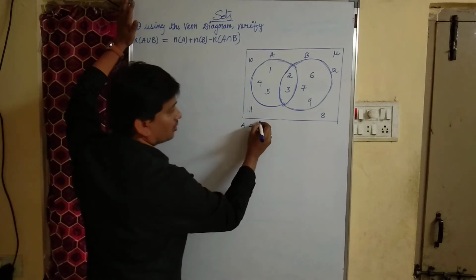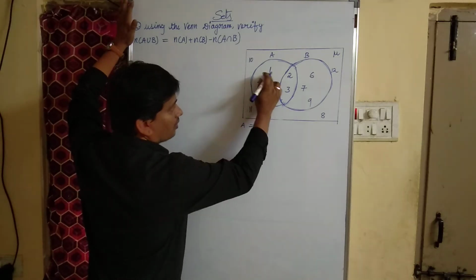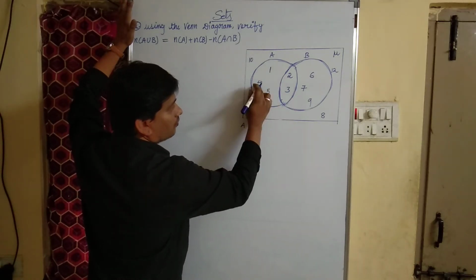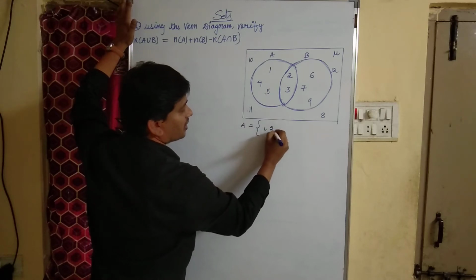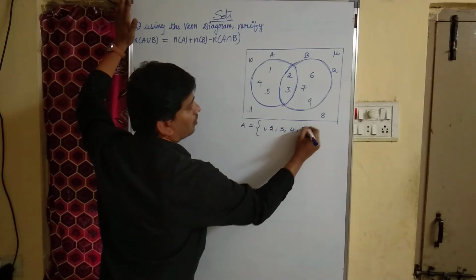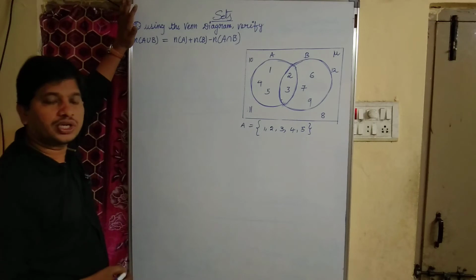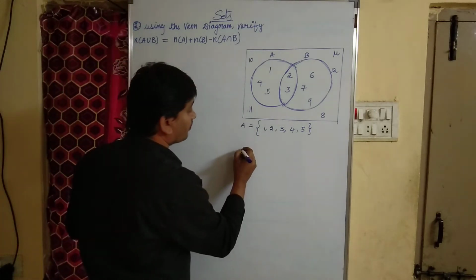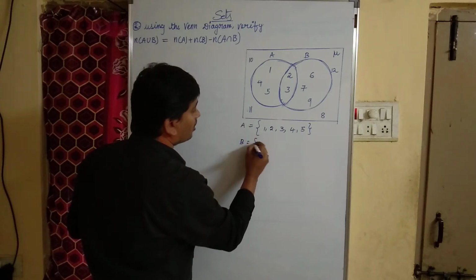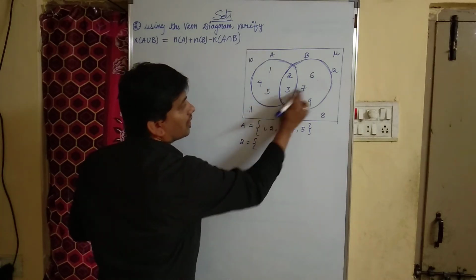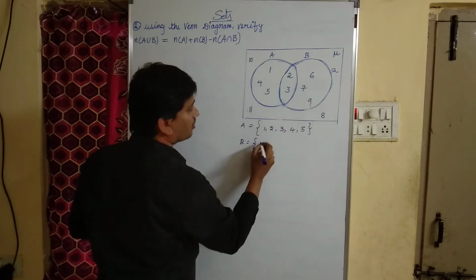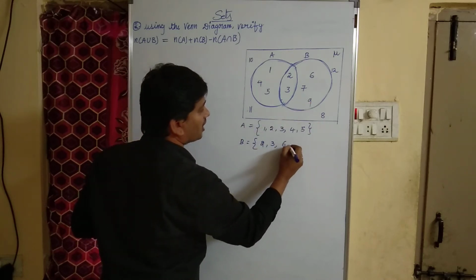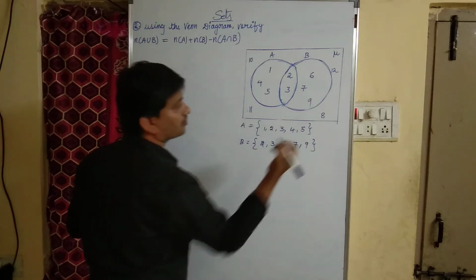What are the elements present in set A? They are 1, 2, 3, 4, 5. Elements in set A are 1, 2, 3, 4, 5. And what about elements in set B? Elements in set B are 2, 3, 6, 7, 9.